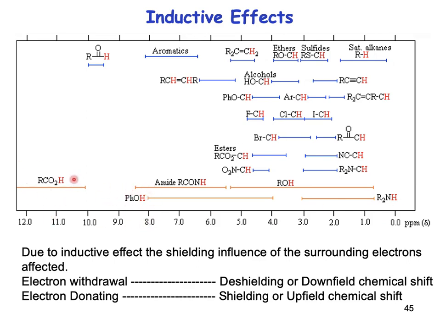The carboxylic acid is the most de-shielded one, because most of the electrons are involved in stabilizing the carboxylate group. As a result, the proton of this carboxylic acid is the most de-shielded proton. That's why it comes at almost 11 or 12 ppm. So you have to simply apply this concept: electron withdrawal group, de-shielded region; electron donating group, shielded or upfield region, or low frequency region.